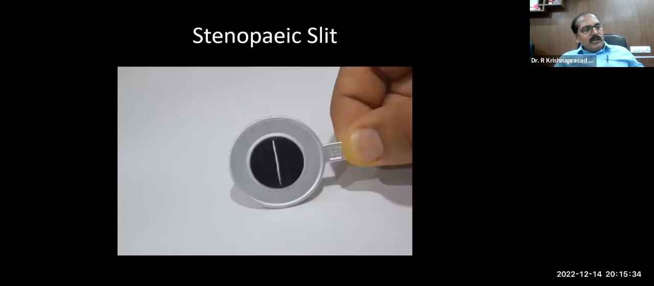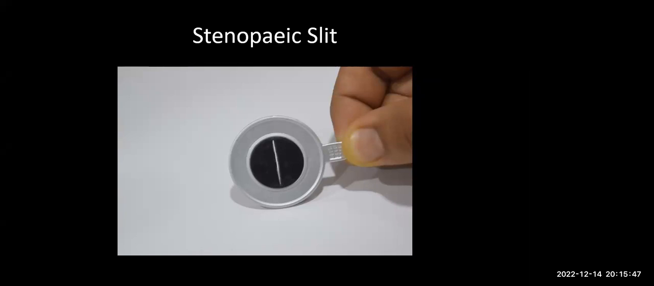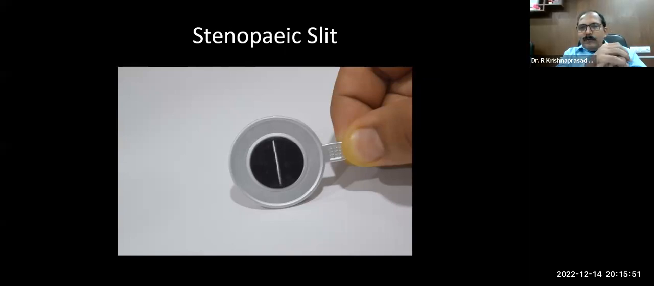So can anybody tell me, any of the PGs who have put their audio on, what is the use of a Stenopaeic slit? Or you can just add your message to the chat box also. Yeah, that's also fine. And look at the spelling, it's very important. This is the spelling of the Stenopaeic slit.